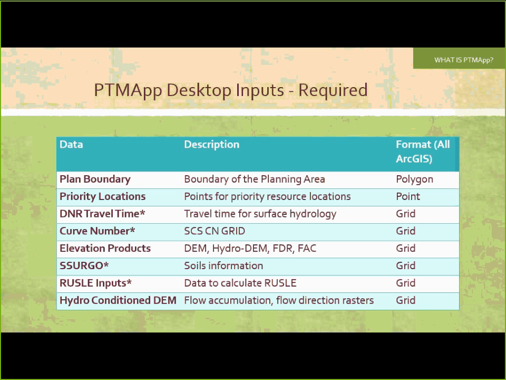Sean talked a little bit about some of these, but there's a plan boundary. What is your area of interest? You have to be able to identify what your priorities are. The priority could be a reach, a lake, could be anything. But remember, this is water quality, so we have to say, hey, I got an issue here. I want to protect here. I have a sediment problem here. And you actually have that point data or polygon data that's a part of your plan boundary. The travel time, curve numbers, elevation products. Of course, there's DEM, SSURGO soils, the Russell inputs, and then there's this hydro conditioned DEM that Sean talked about yesterday, an important piece of this.